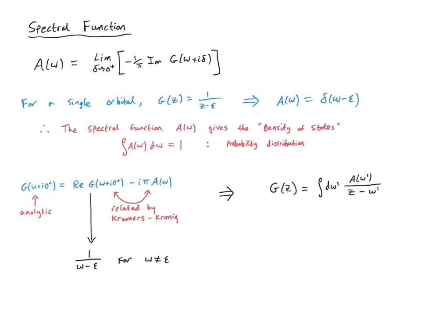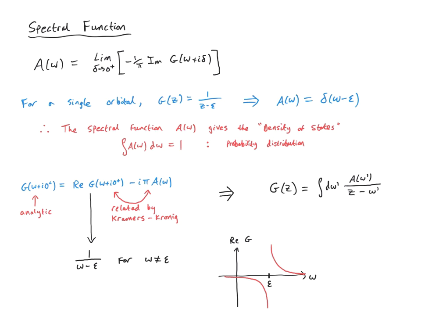As for the real part of G, we can evaluate it simply as 1 over omega minus epsilon, provided that omega is not equal to epsilon. This is referred to as the principal value of 1 over z minus epsilon. In this case, the real part of G looks something like this, with a divergence around epsilon. The infinitesimal imaginary part of the frequency, omega plus i0 plus here, regularizes this function so that there's no real divergence at omega equals epsilon.